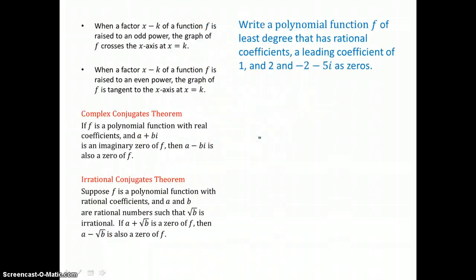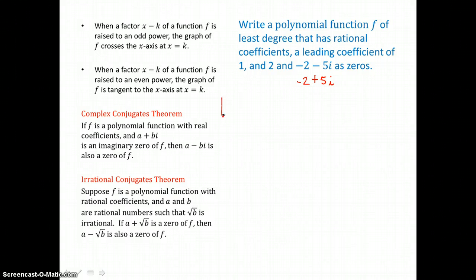Okay, here we're going to work the other direction. We're going to write a polynomial function f of least degree that has rational coefficients, a leading coefficient of 1, and 2 and negative 2 minus 5i as zeros. Now we just stated that if there is one imaginary solution or zero, then there's 2. So we have to consider the fact that negative 2 plus 5i is also a 0. It has to be a 0 of this function that we're going to write. So we have 3 zeros, 1 real rational 0 and 2 imaginary.